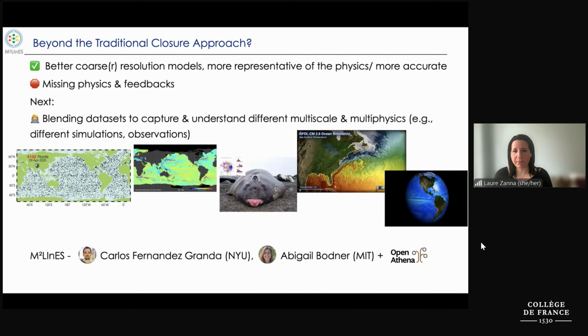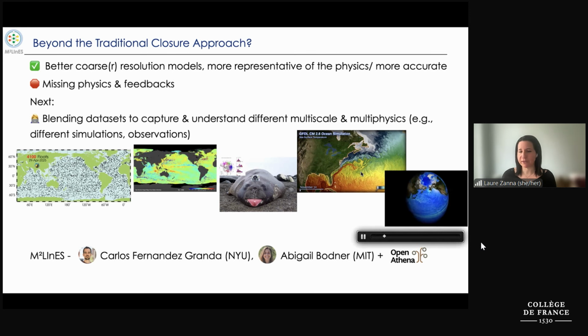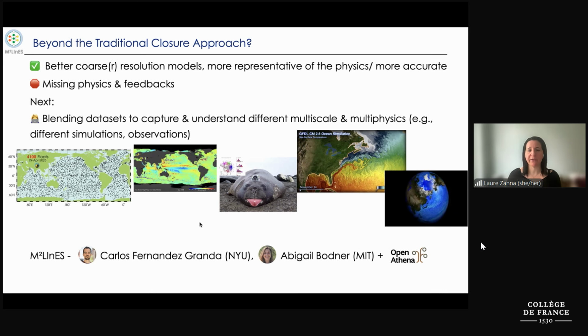And so what we've been trying to work on is to blend different data sets to capture and understand, again, multi-scale and multi-physics. The thing with climate is that we do have some simulations of different faithfulness, and we have observations, but they're usually not gridded, they're pretty complicated to ingest, and so on and so forth. And again, our goal is not just to have an accurate model, it's to have a model for which we can understand how the different scales interact with one another.